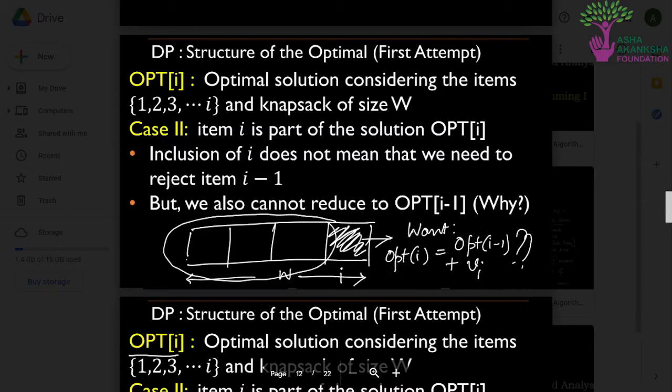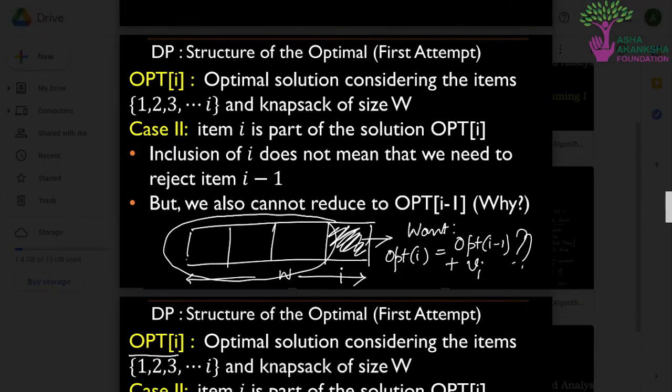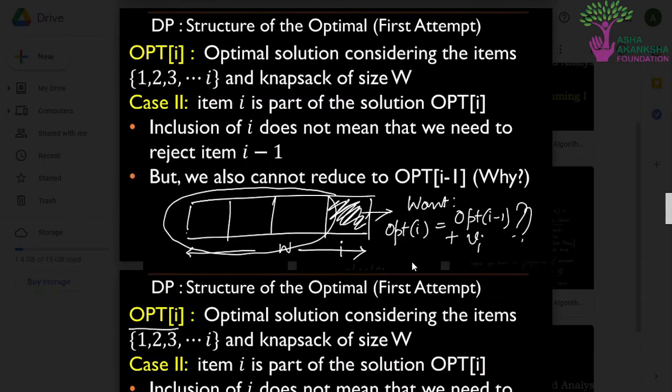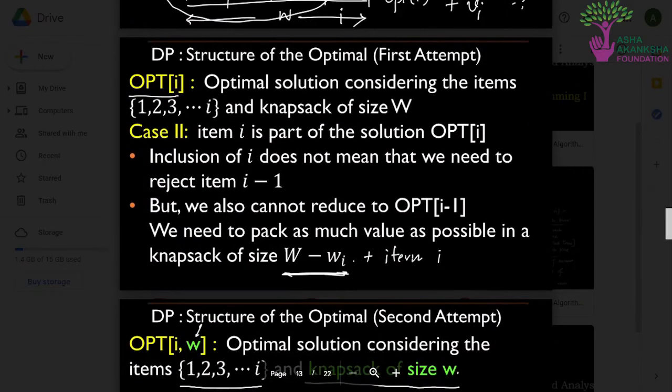Why? Because you will notice that opt(i) was a solution for these first i items. Now the ith item is being considered, and you have to somehow connect it with the first i minus 1 items. But you will see that while the ith item is being considered, the size of the knapsack reduces. So that simply changes the problem, and you have to consider that case also.